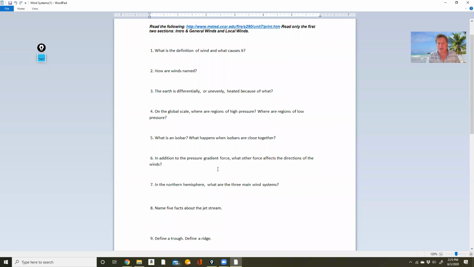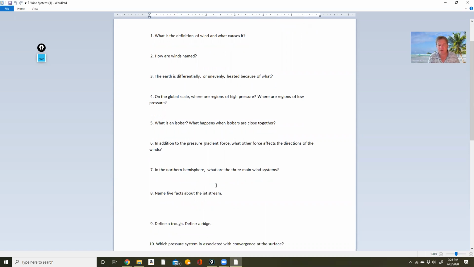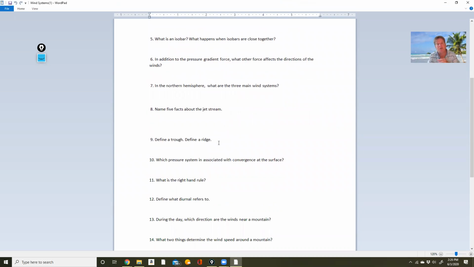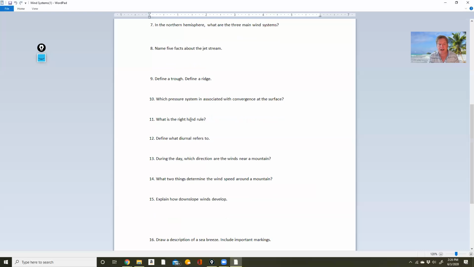Okay. In addition to the pressure gradient force, what other force affects the direction of the winds? What did you say? You should know 2 of them. We talk about vertical, that's gravity, but that's not the winds, the way we want to define it. Give 5 facts about the jet stream. That's in your information. Trough and a ridge. Remember, the trough is defined by cyclonic curvature. And you should know this one, the right-hand rule. You should incorporate diagrams in there.